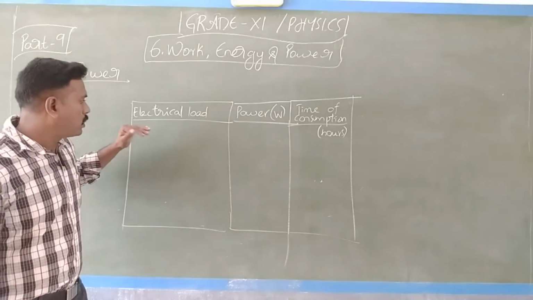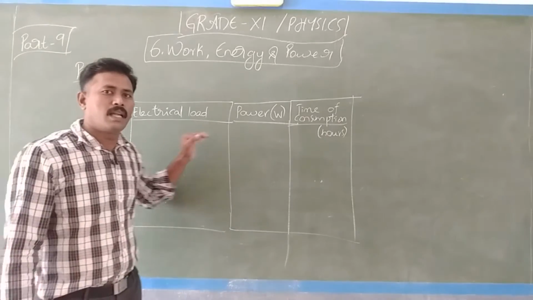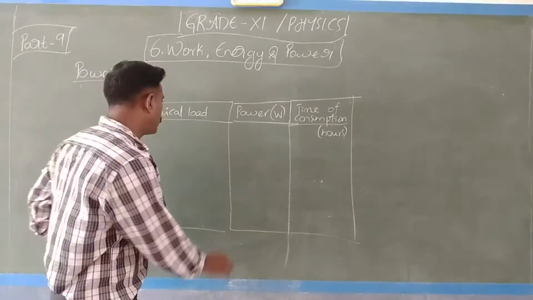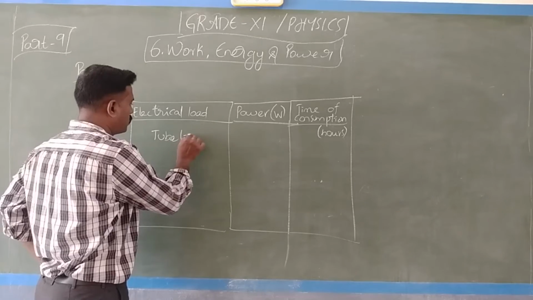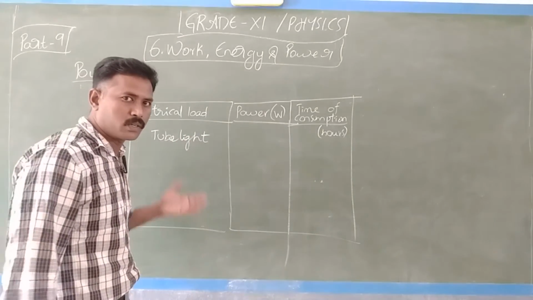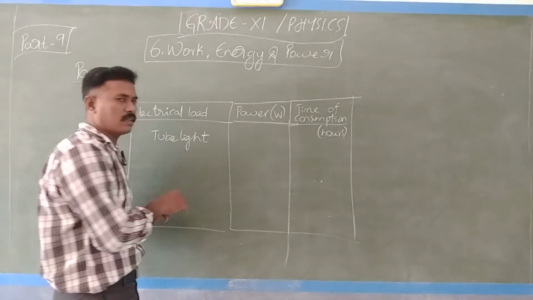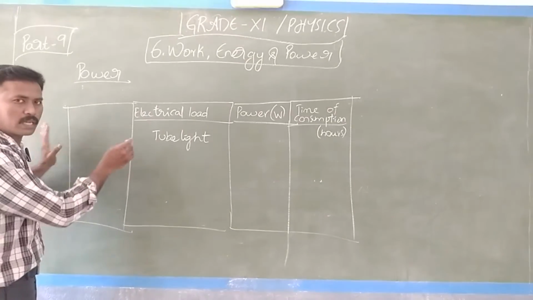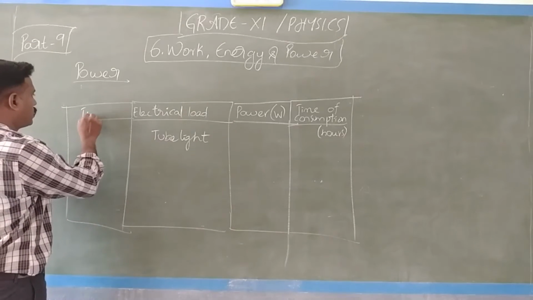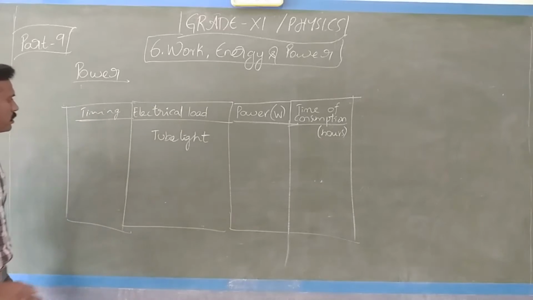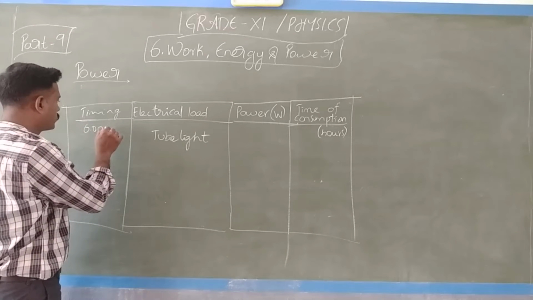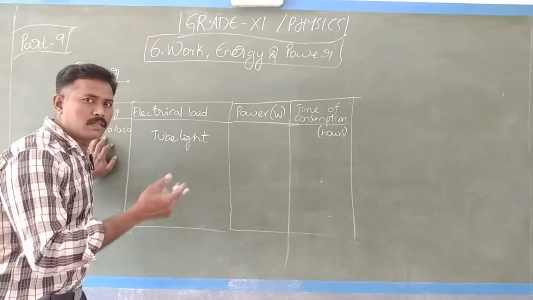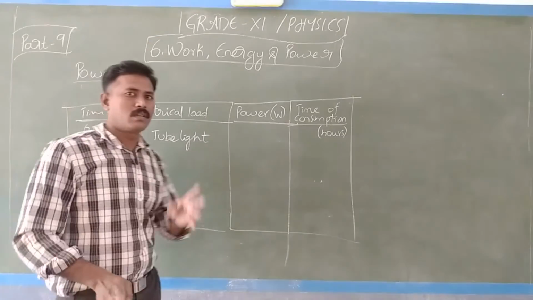For example, I will take a light, a tube light. In the evening at 6 o'clock you switch it on. Write the timing for your convenience. The timing is your convenience. If you write the timing as 6 to 10, you use the tube light for 4 hours.